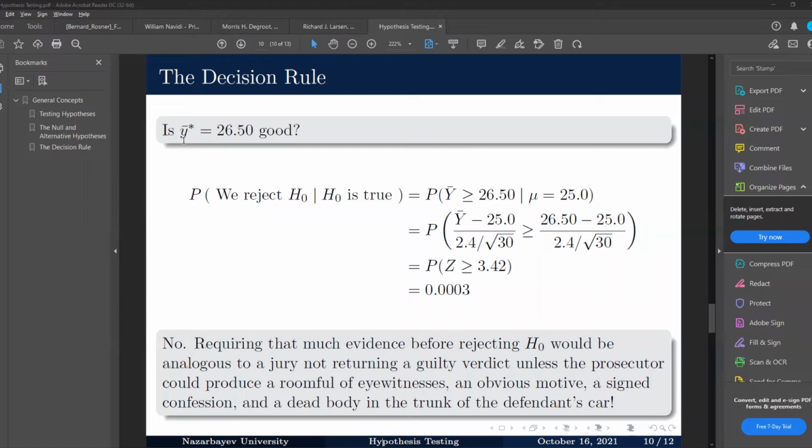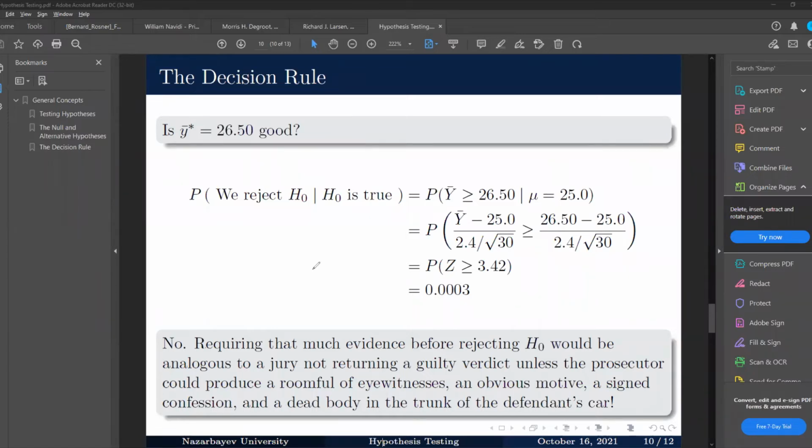Let's try to pick a different value for y bar star critical. Let's try 26.5. Is that good enough? So let's look at the probability of rejecting H naught under the assumption that H naught is true. So the probability is that y bar, our sample mean, is going to be greater than 26.5 under the assumption that our sample comes from a normal with mean of 25. Then standardizing, we find that the probability that a standard normal is greater than 3.42 is equal to this small value of 0.03%. So it seems that this probability is too small.